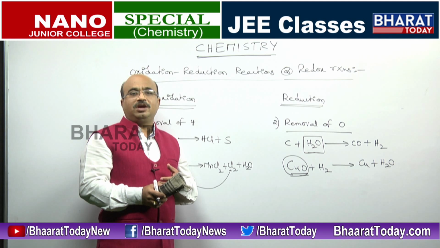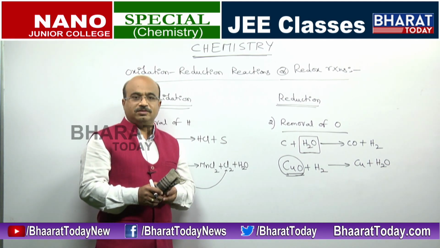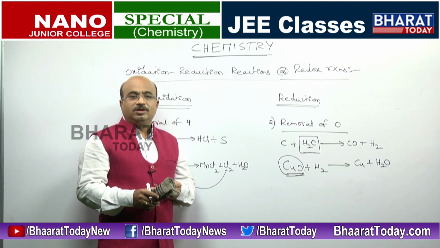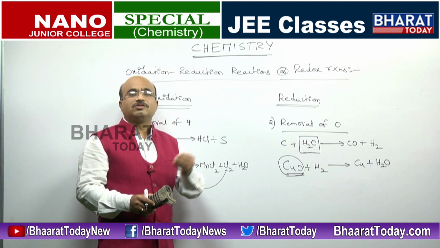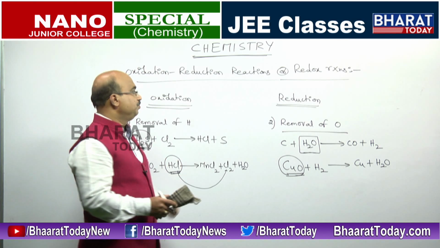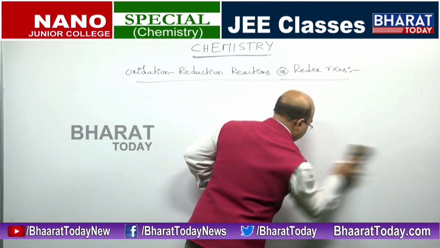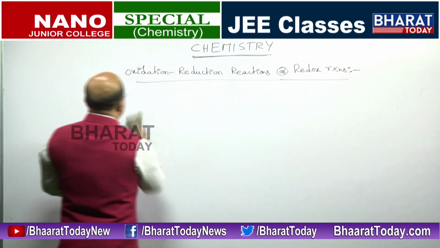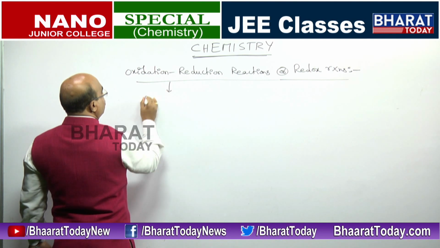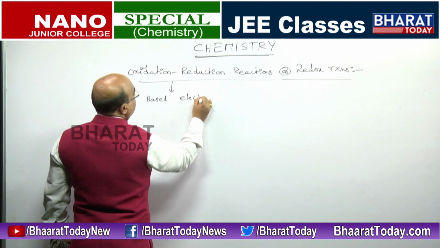These are the classical concepts. Classical means old definitions. So if we want to define oxidation and reduction on the modern scale, the definitions of oxidation and reduction are now given based on the electron concept.